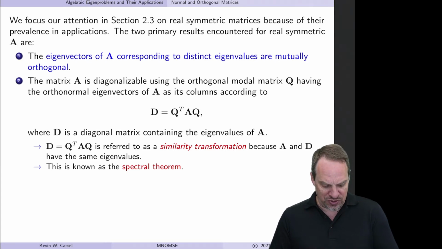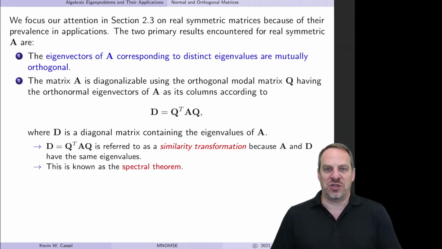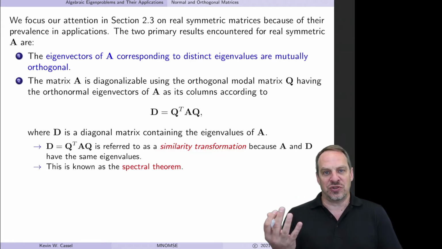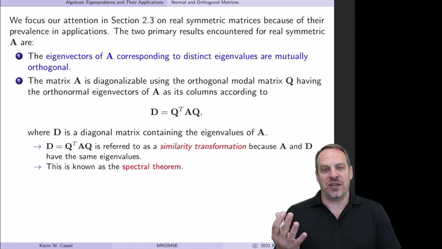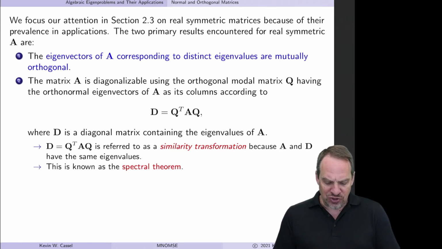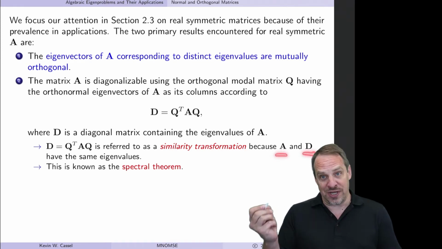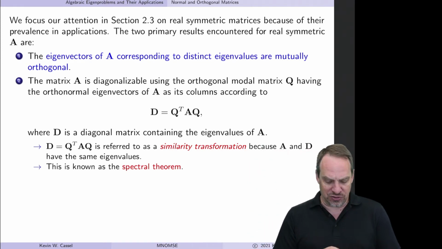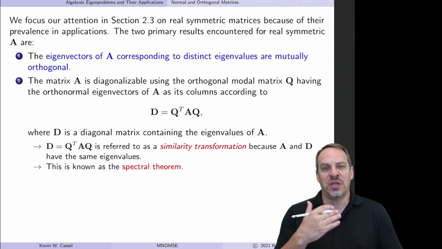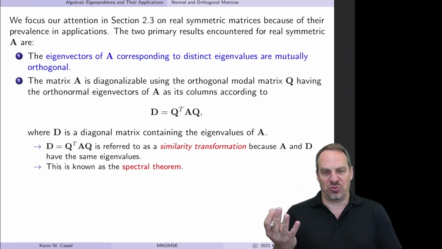And just remember this terminology that we also introduced earlier of a similarity transformation. Remember, a similarity transformation is a transformation such that the eigenvalues do not change. So that's the case here. A and D have the same eigenvalues. Remember, a diagonal matrix has the eigenvalues down the diagonal. So Q transpose times A times Q, as well as the more general diagonalization procedure we'll talk about in the next video, are both similarity transformations.